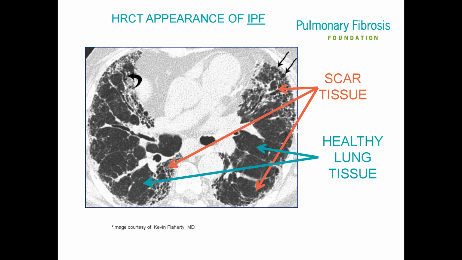And if you can see, there's a little squiggly black arrow on the left upper there, and that's pointing to a little airway that's pulled out to the edge of the lung. That's called traction bronchiectasis, something else you might see on a CAT scan report. That's simply more evidence of scar tissue in the lung.